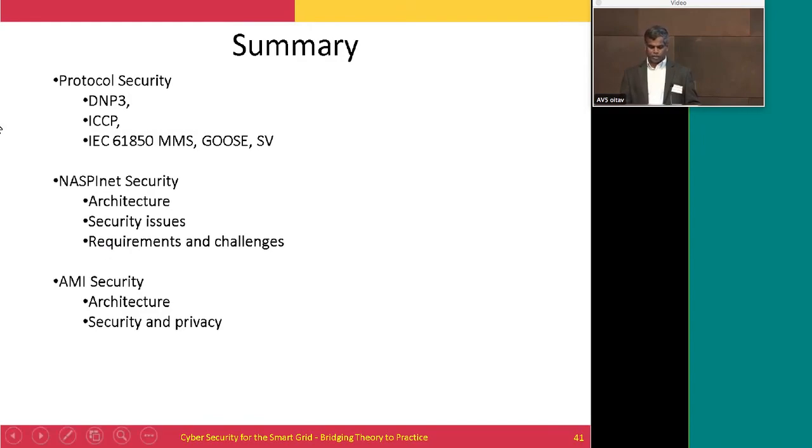So what you see on the top is within the utility, although ICCP is between utility control centers, but NASPInet is a synchrophasor network to connect the synchrophasor applications, a much faster network providing quality of service and security guarantees. Then at the end system side, the consumer side, we looked at the AMI architecture, how it looks, and some discussion about security and privacy issues.